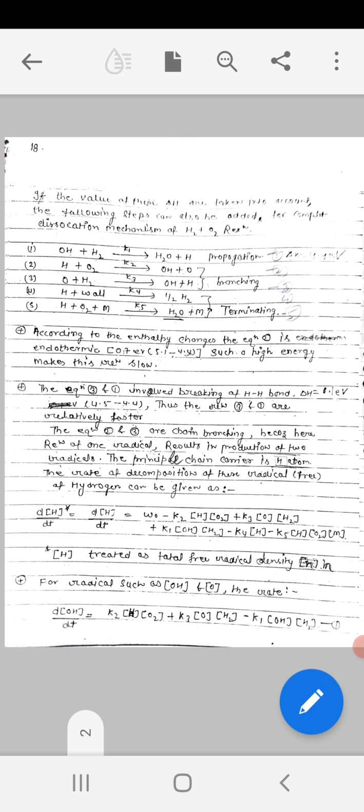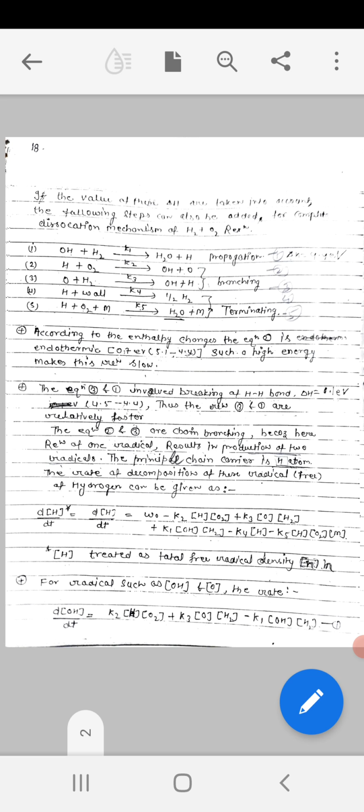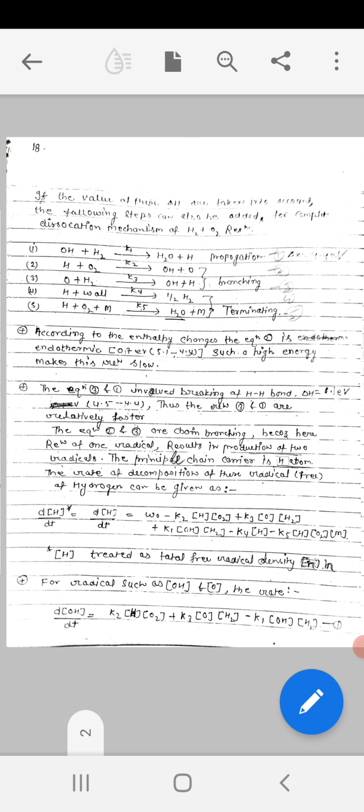For radicals such as OH ions and O radicals, the rate is given by d/dt of OH. From these reactions, it is given by K2 into concentration of H into concentration of O2. You can write this equation on your own because I have explained the steady state concept in detail in all the kinetic lectures before. Plus K3 into H into H2 into O minus K1 into concentration of OH ions into concentration of hydrogen ion. This is equation number 1.